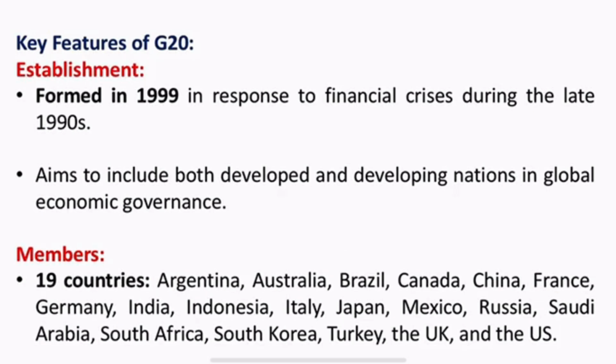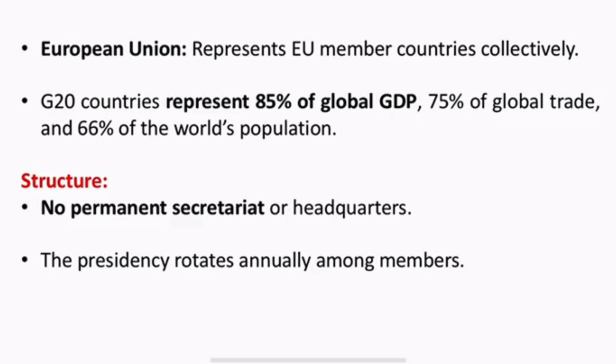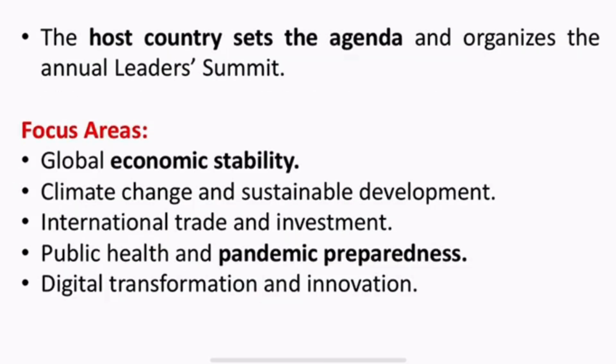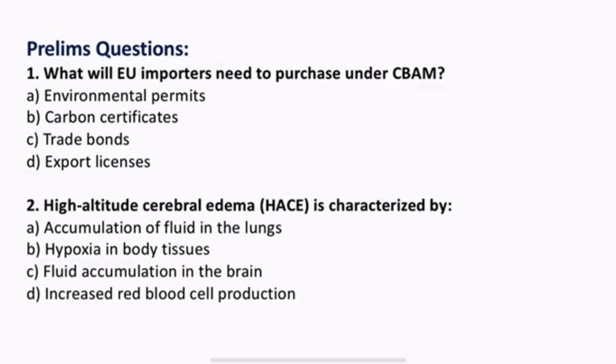The key features of G20: it was established in 1999 after the financial crisis which happened during the 1990s, particularly to bring economic governance in both developed countries and developing nations. These are the member countries, and the European Union represents its member countries collectively. G20 countries represent 85% of global GDP. There is no permanent secretariat or headquarters. The host country sets the agenda. They focus on global economic stability, public health and pandemic preparedness, digital transformation and innovation.